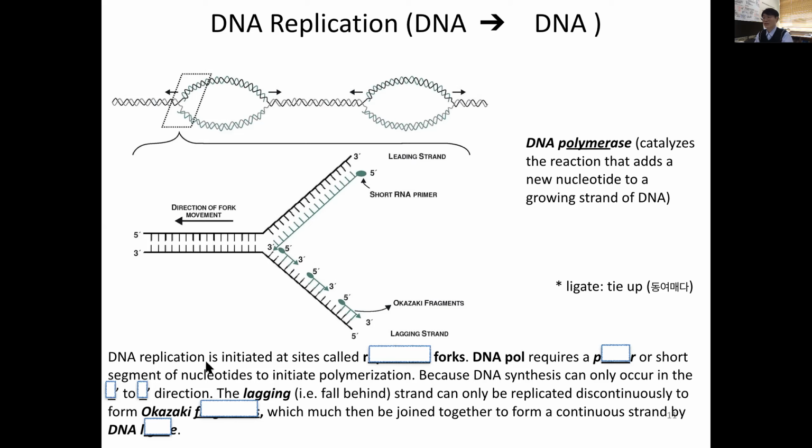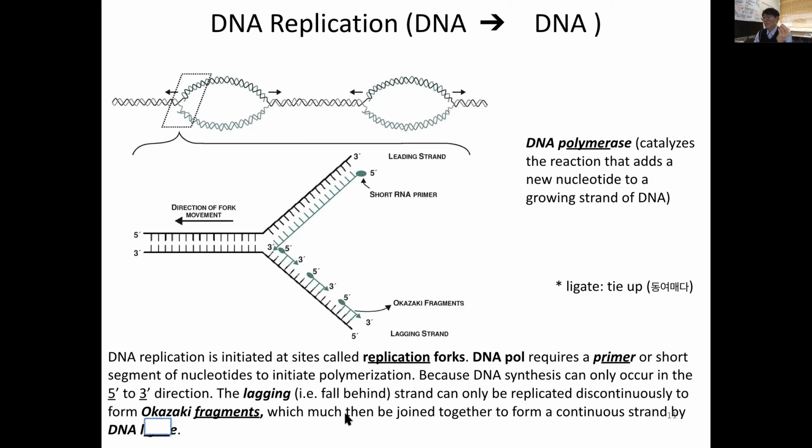So DNA replication is initiated at sites called replication forks, which look like this fork structure. And DNA polymerase requires a short segment of nucleotides to initiate polymerization. So we call it a primer. And this DNA synthesis can only occur in the 5' to 3' direction. The lagging, falling behind, meaning this strand can only be replicated discontinuously to form Okazaki fragments.